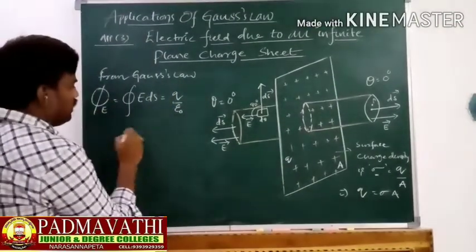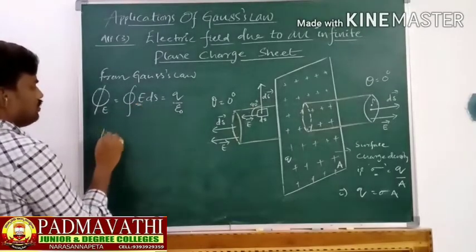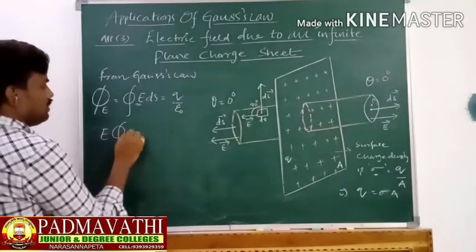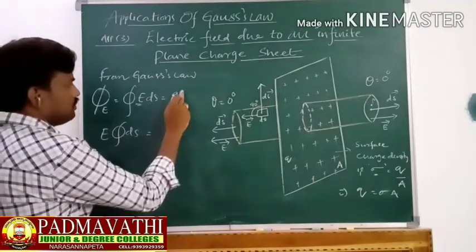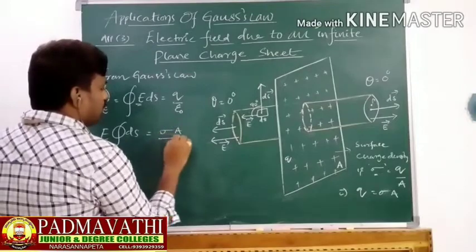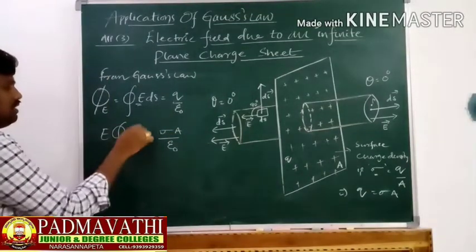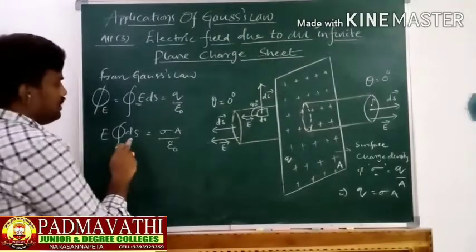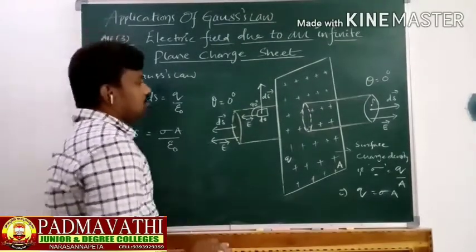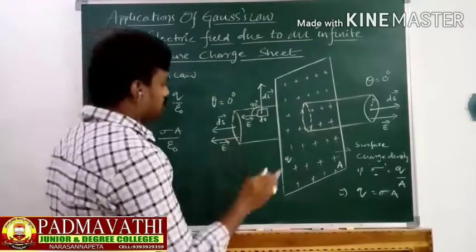So then we can write, as E is constant, we can take it out. E into integral ds must be equal to, in place of Q, I am going to write sigma A by epsilon naught. So we have to find the integral ds value. Integral ds value means here what will be the surface that is giving the electric flux.